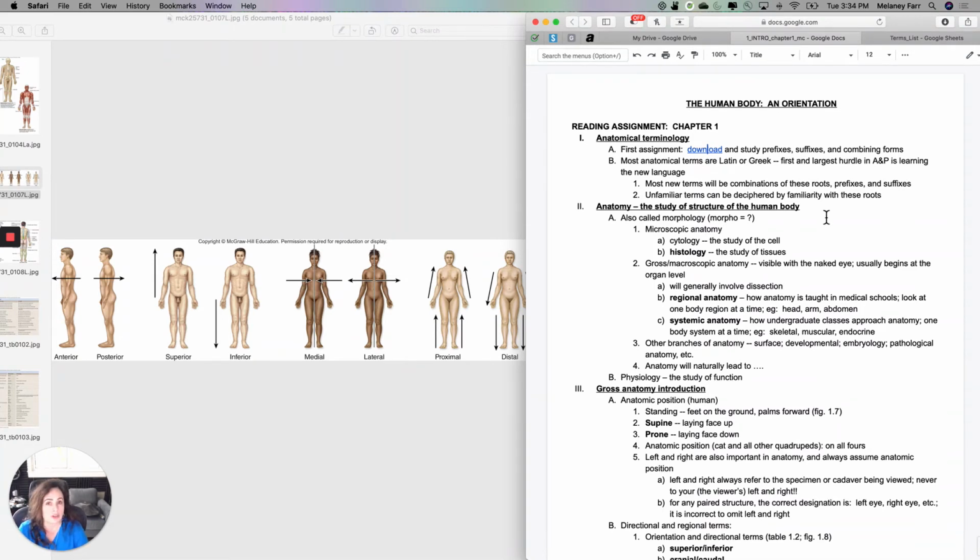Whereas you can't see cardiac muscle with the naked eye, you can certainly see a heart with the naked eye. So when you get up to macroscopic anatomy, you are usually at the organ level, not at the tissue level, and you can see things with the naked eye. So gross anatomy quite often involves dissection.